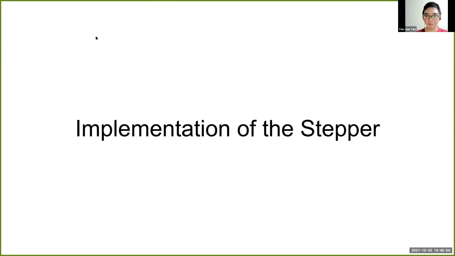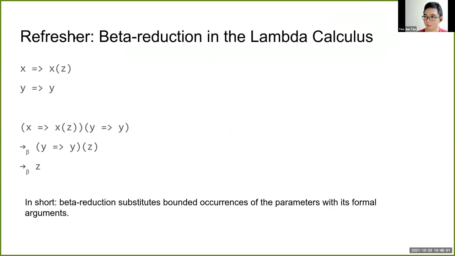Okay, thank you, Peter. So let me share with you in this section an interesting challenge when implementing a stepper. Okay, but before that, let us have a refresher about lambda calculus. In lambda calculus, there are variables such as x, y, and z, and abstractions using the lambda symbol represented in JavaScript as an arrow. We can think of a lambda function as an anonymous function.